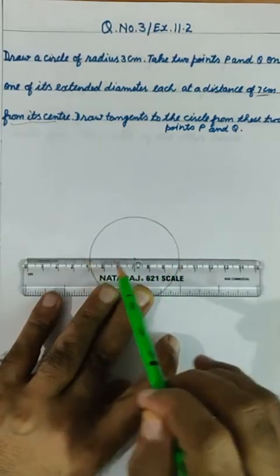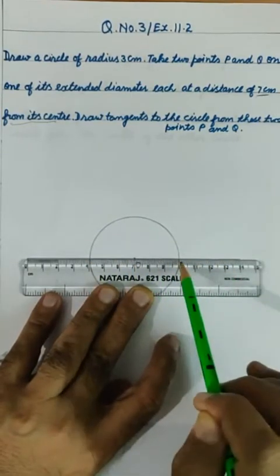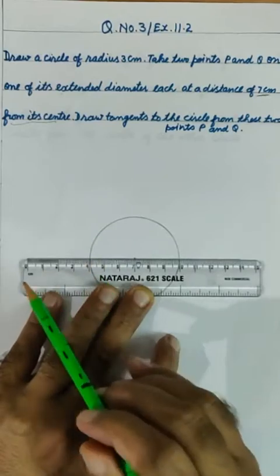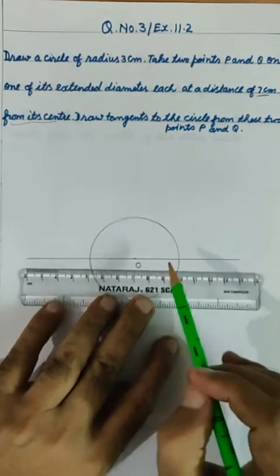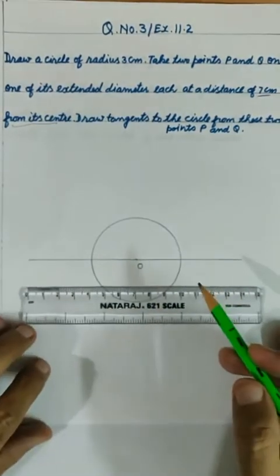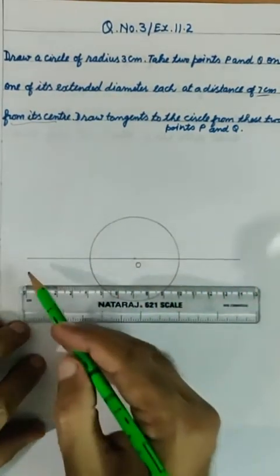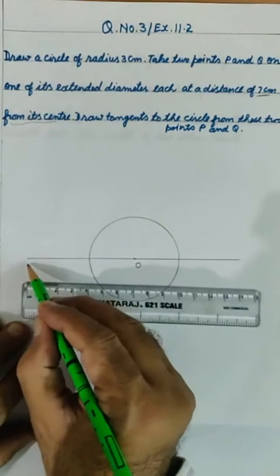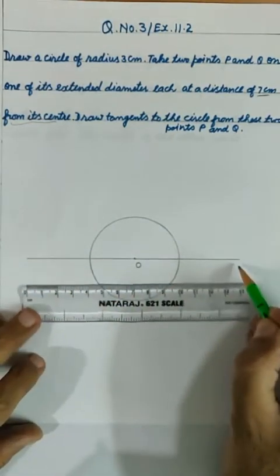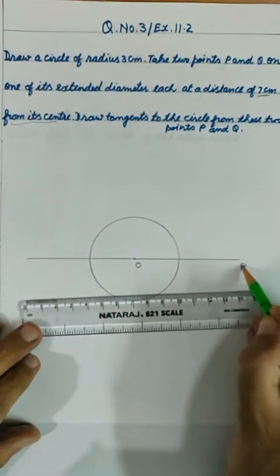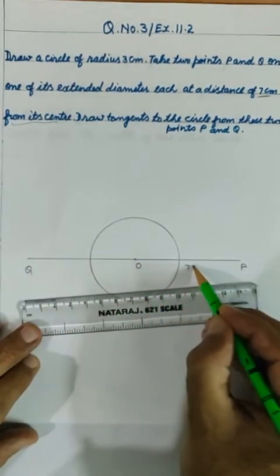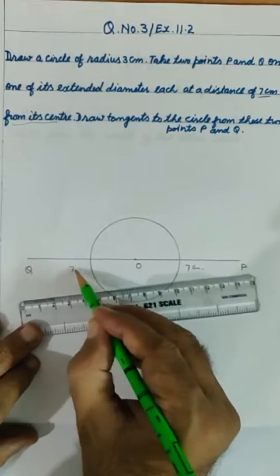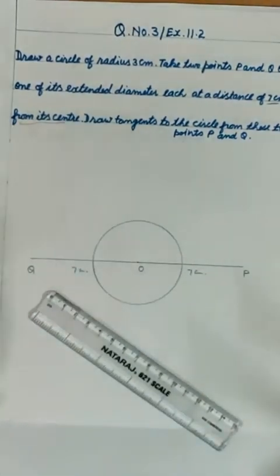This is the diameter from here to there, and extended means it is produced this side also and this side also, in such a way that the points P and Q are placed. You can take P here or here, it is up to you. If I take P here and Q here, this OP is 7 centimeter and OQ is 7 centimeter. I think you understood now.